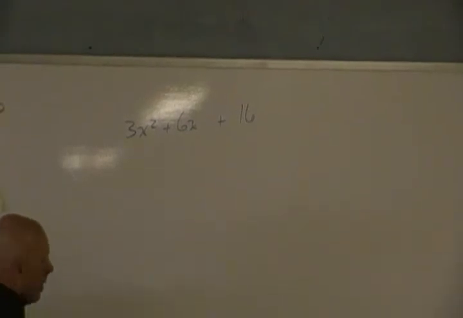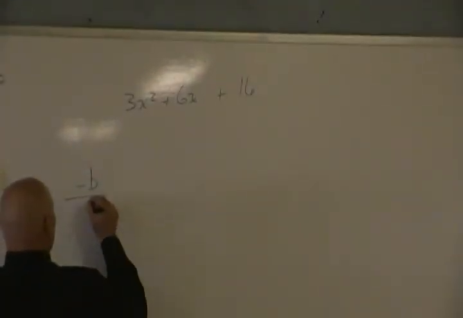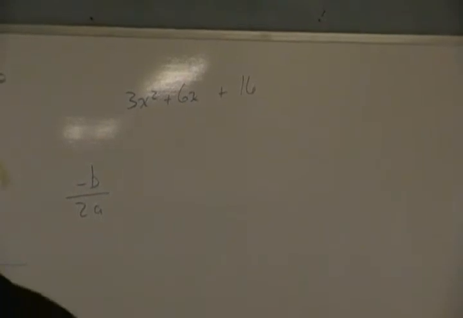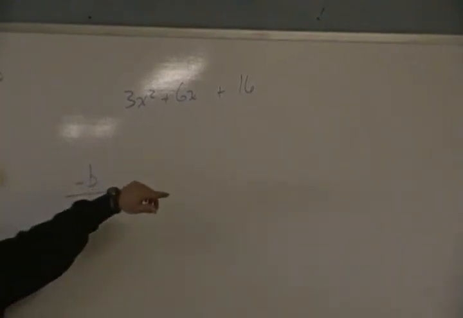Find the axis of symmetry. What does the axis of symmetry equal? What is it? Is the formula right there? Negative b over 2a. Negative b over 2a. Can't say it enough. That's for you. Alright? Gotta know that, buddy.